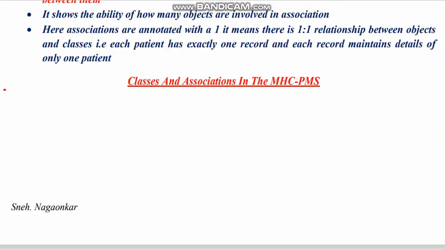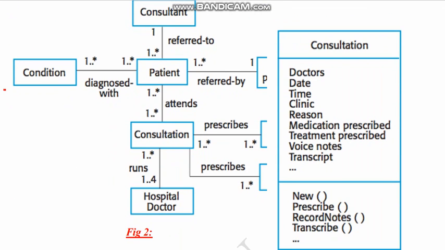about the class diagram. So next thing which comes is, guys, this is a very important example for a mental health care patient management system. Here you can see that patient is one class, hospital doctor is one class, consultant is one class, and you can see here consultation. So consultation here is one more class.